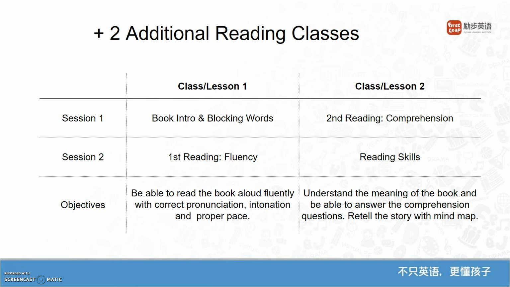What happens in those 2 additional reading classes, 10 and 11? Here you see an overview. The first reading lesson introduces the book and words students need to learn to understand the book. Students read the book and work on pronunciation, fluency, intonation, and proper pace. The second reading lesson focuses more on reading comprehension skills.